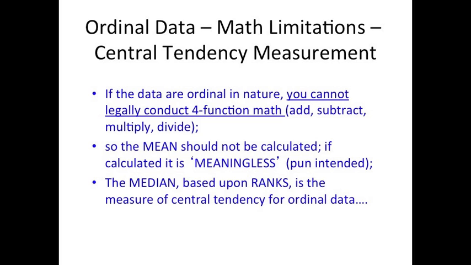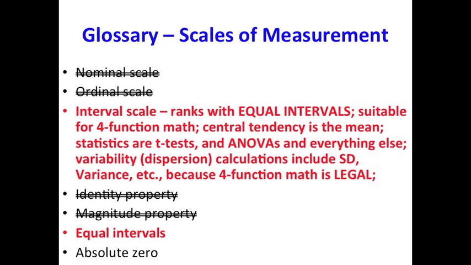So when universities, Wayne State and everybody else in the world, do GPA calculations using grades, they're violating a core statistical principle, because there's not equal interval between all letter grades. The mean shouldn't be calculated. It would be meaningless. It's really essentially useless. When you have ordinal data, the median is the measure of central tendency. And we'll talk about central tendency next week. So that's an ordinal scale.